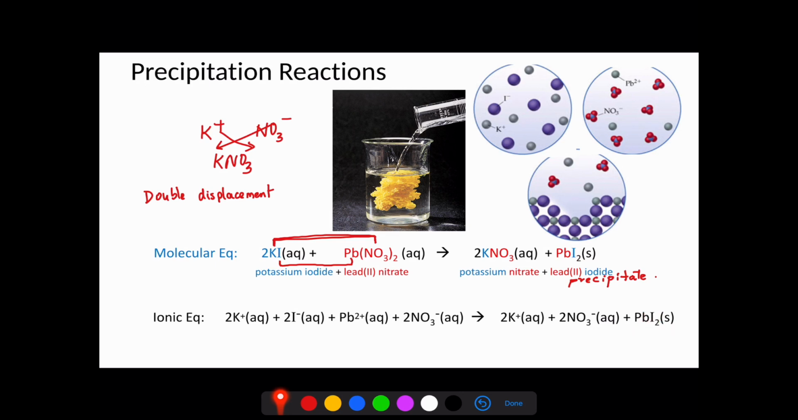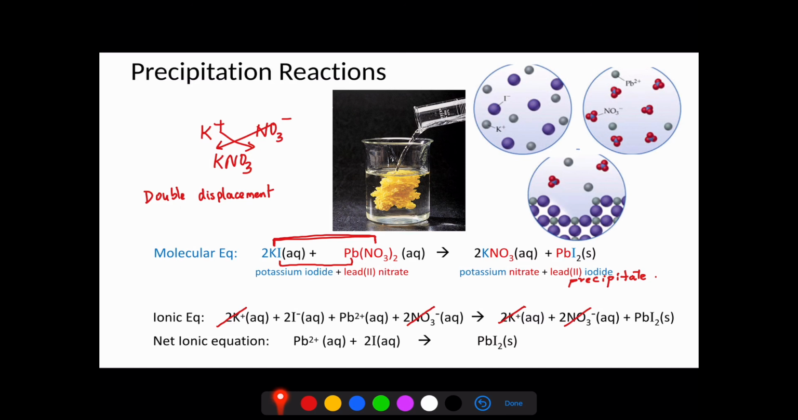Now we can treat this like an algebraic equation, and we can cancel the ions that are common to the left and right. We have 2 potassiums on the left, which cancel out the 2 potassium ions on the right. We have 2 nitrates on the left, which cancel the 2 nitrates on the right. So what you're left with is 1 lead with 2 iodides, making 1 lead iodide. Whatever is left is called your net ionic equation.